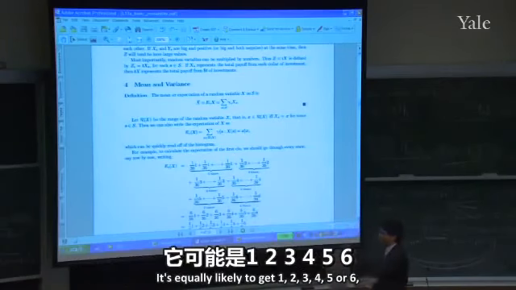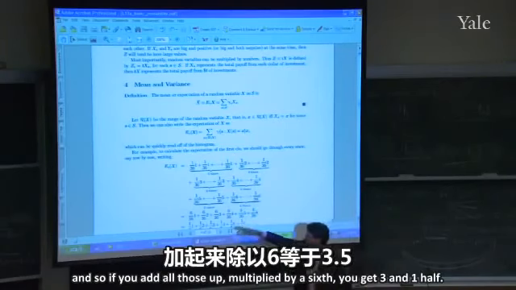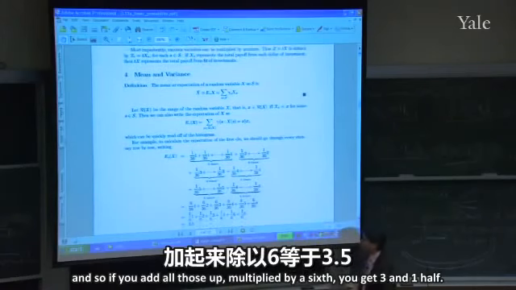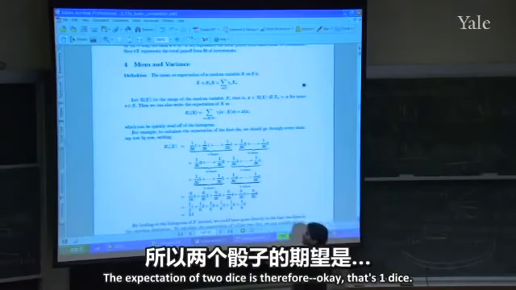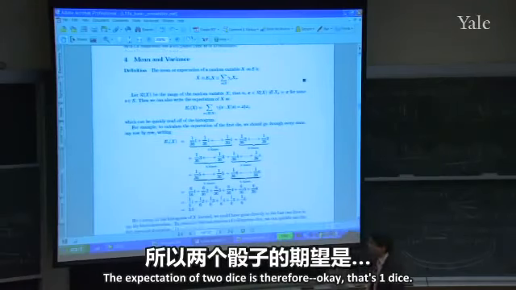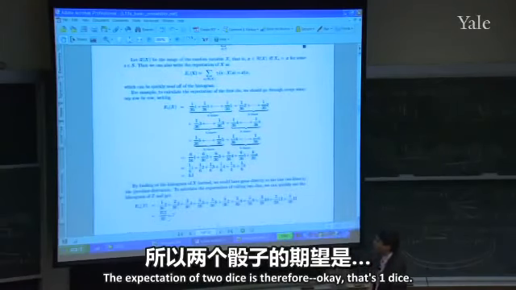It's equally likely to get 1, 2, 3, 4, 5, or 6. And so if you add all those up, multiplied by a 6th, you get 3.5. So the expectation of 1 dice is 3.5. The expectation of 2 dice is therefore, okay, so that's 1 dice.